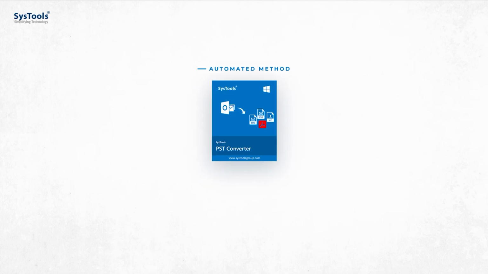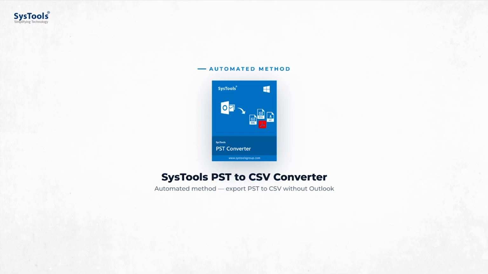Now, the automated method: export PST to CSV without Outlook. To convert PST to CSV without Outlook, there is no manual method. This task is accomplished using the SysTools PST to CSV Converter. It converts an Outlook PST file to CSV with all mailbox items, and can export multiple PST files at one go. It's available for both Windows and Mac.